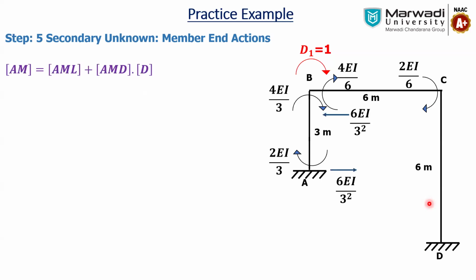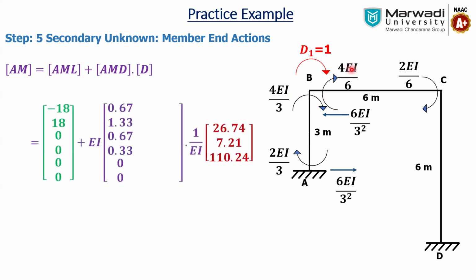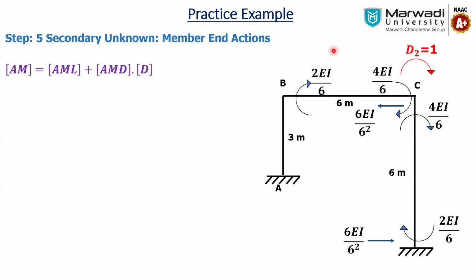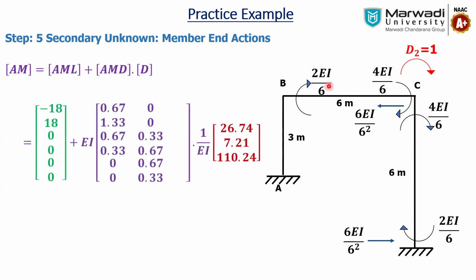Similarly for AMD, we will consider one by one figure: D1 equal to 1, D2 equal to 1, and D3 equal to 1. For the first one, it is 2 by 3, that is 0.67, 4 by 3, 1.33, 4 by 6, that is 0.67, and 2 by 6 is 0.33, and the last two are 0, 0. Second column, D2 equal to 1, same figure we have drawn earlier, so that is 0, 0, 0.33, 0.67, 0.67, and 0.33.